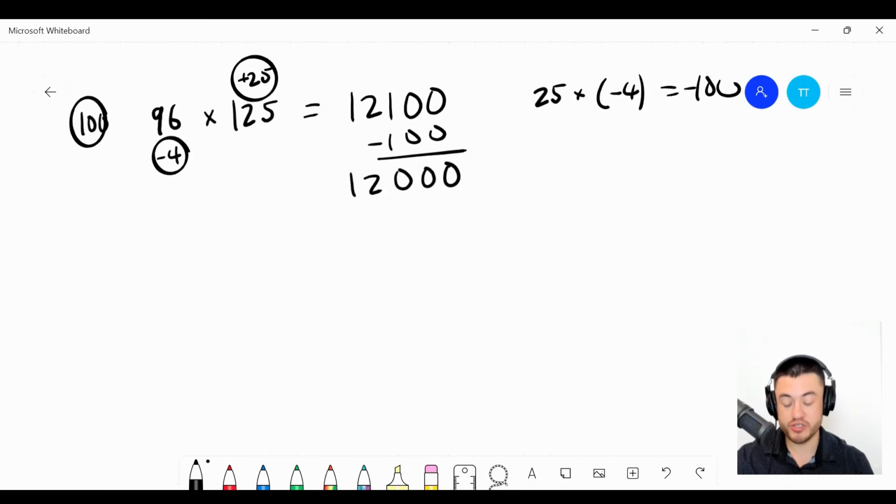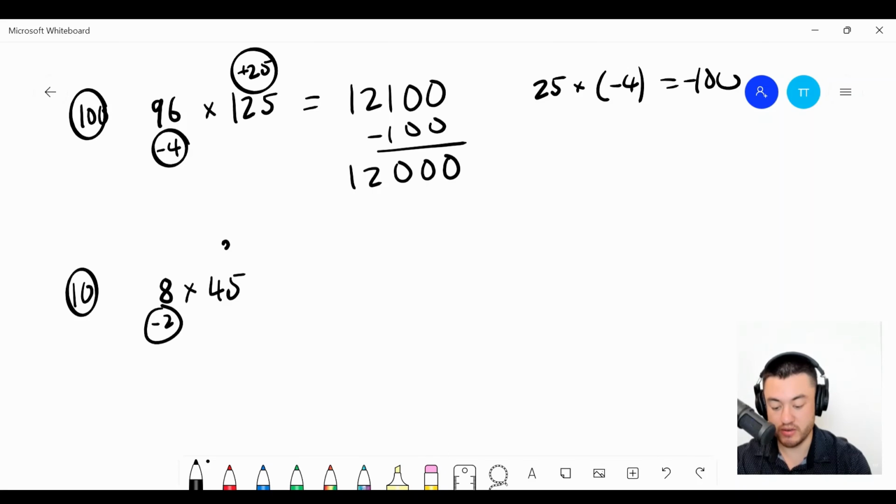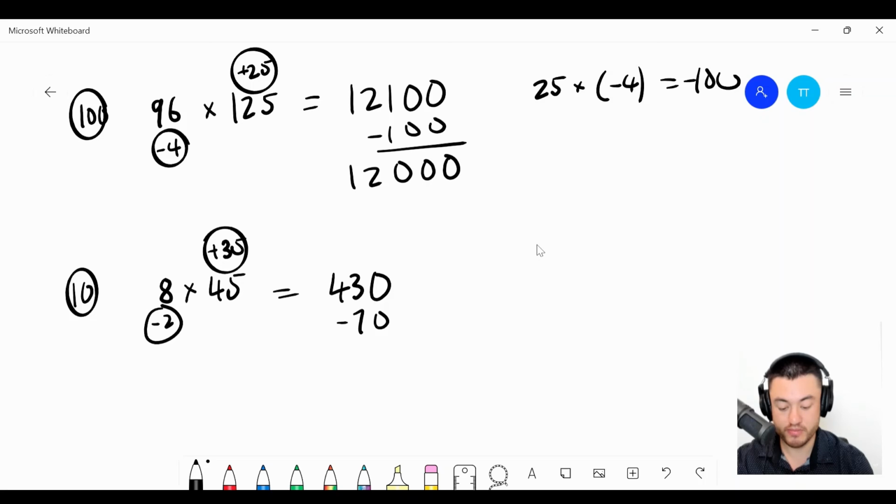All right, you can even use this strategy when you have above and below if your reference number is 10. So if you had something like 8 times 45 with 10 as your reference number, again, this would be 2 below, this would be 35 above. Working diagonally, we would have 43 times 10, 430, and we're going to minus 35 times 2, which is 70. Again, if you're subtracting 70, take away 100 and then add 30. So we would have 330, then 360 is our answer.